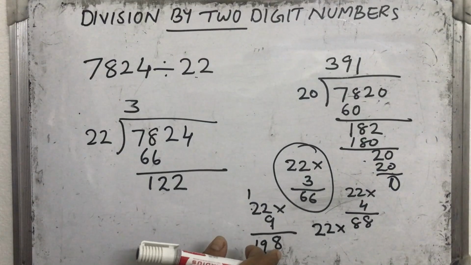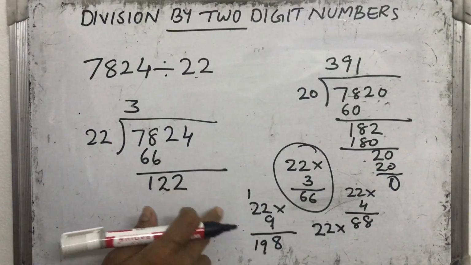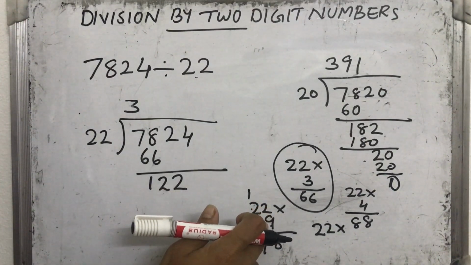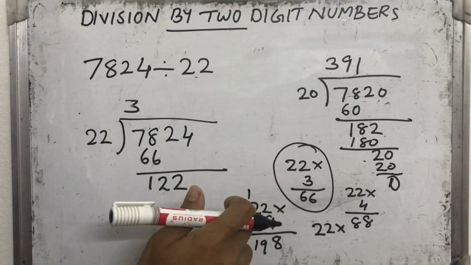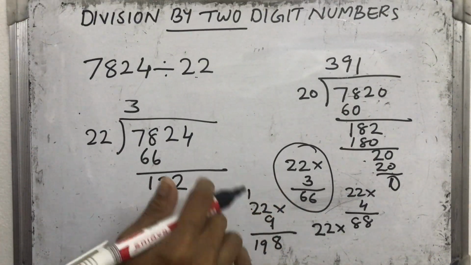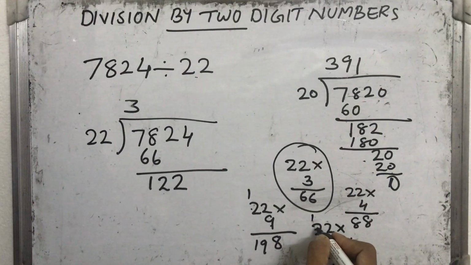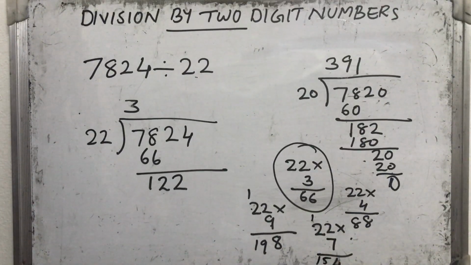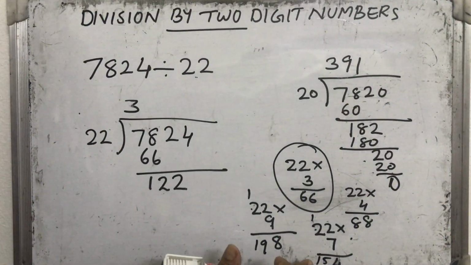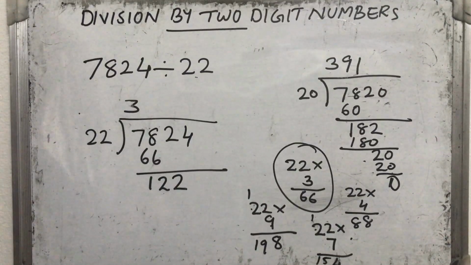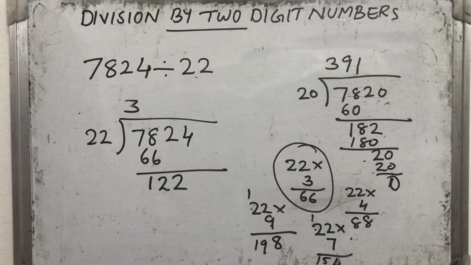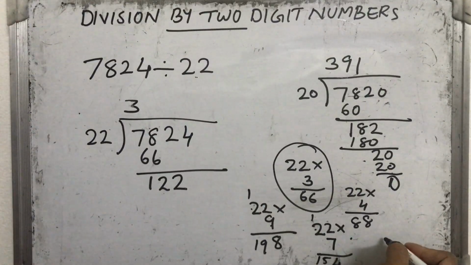So next we want to multiply with a smaller number. If there is that much difference, we can take a number not just before 9, which is 8. Then next we can take 7. Just multiply with 7, what will happen? 7 into 2, 14. Carrying 1. 7 into 2, 14 plus 1, 15. That is 154, 22 into 7, and also greater than this 122.